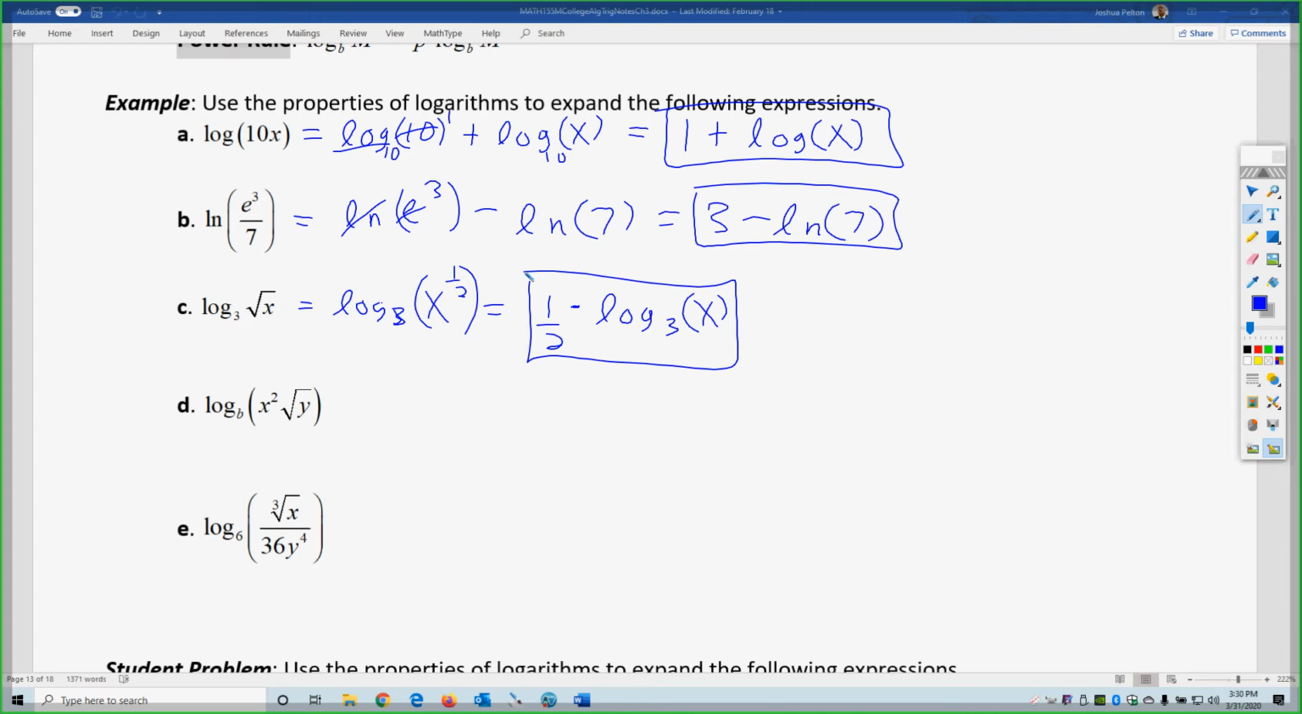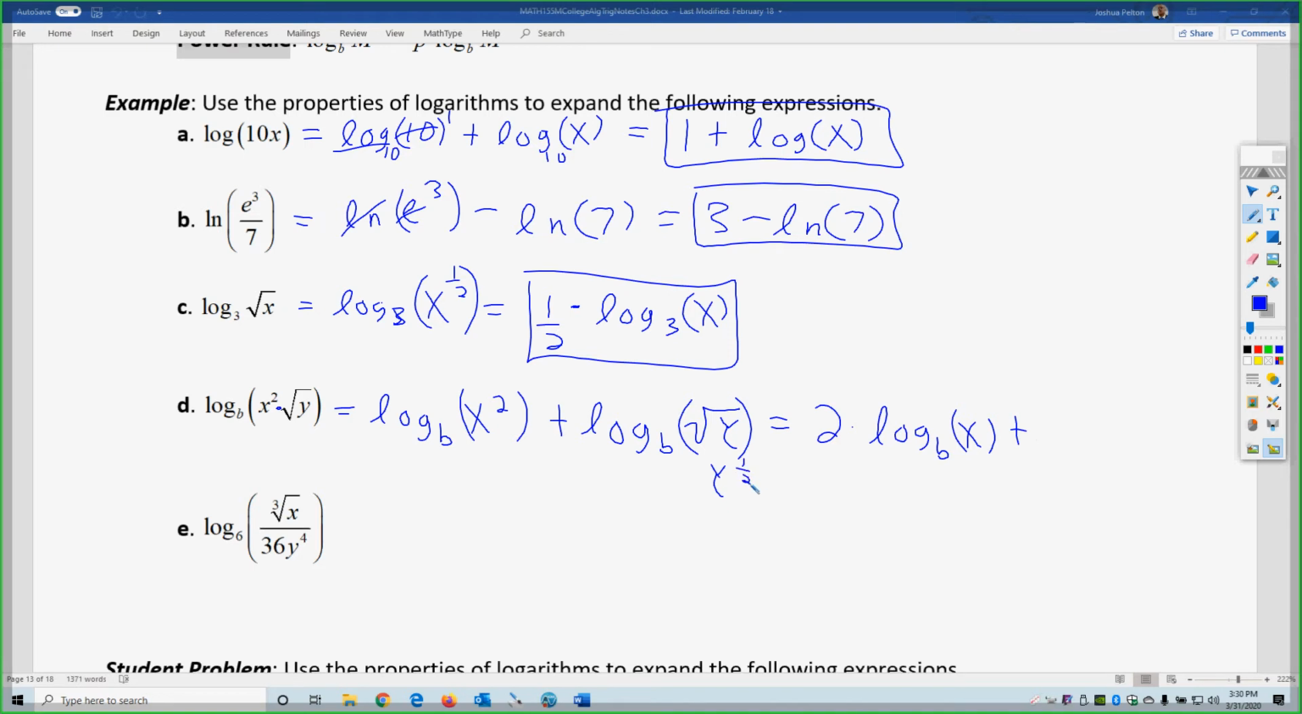Okay. Next one, we have a bunch of things going on here. First off, we have a product right here. So we'll break that apart. So log base b of x squared plus log base b of the square root of y using the product rule. So now we're using the power rule. So this becomes 2 times the log base b of x plus, well, what is the square root really? So this is really y to the 1/2. So if I rewrite this, it's 1/2 times log base b of y.